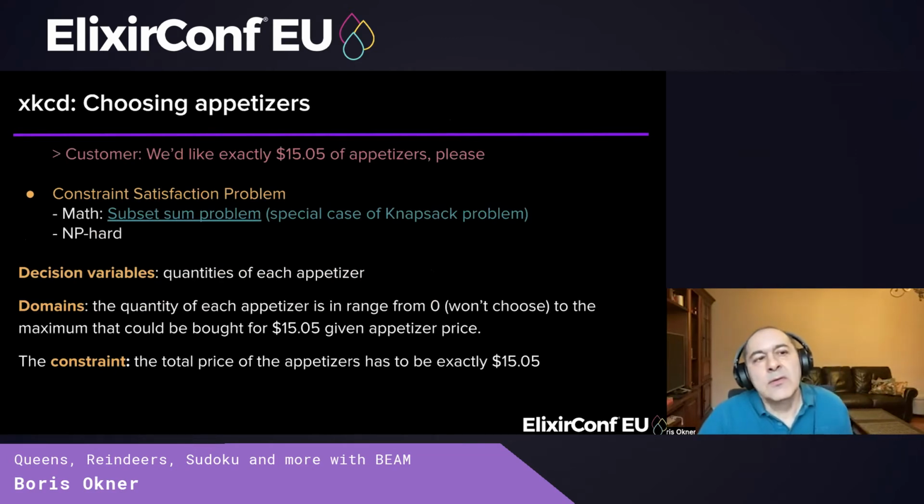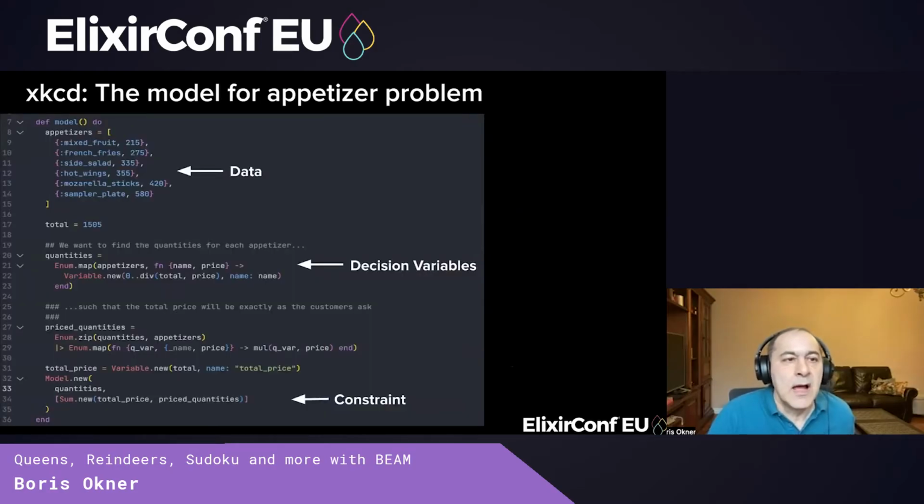Okay, let's go back to the first problem on the XKCD, choosing appetizers. Just to remind you, the customer wants exactly 1505 of appetizers, and this is a constraint satisfaction problem. In combinatorics, it's known as the subset sum problem, which is a special case of the knapsack problem, and it is NP-hard, meaning that it has exponential computational complexity. Let's just skip over to the model.